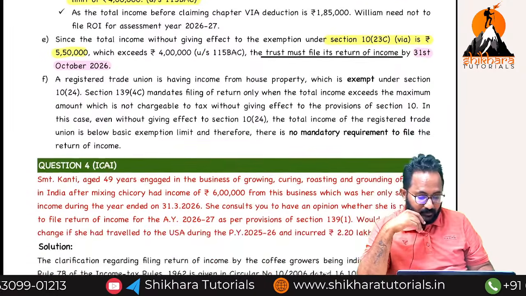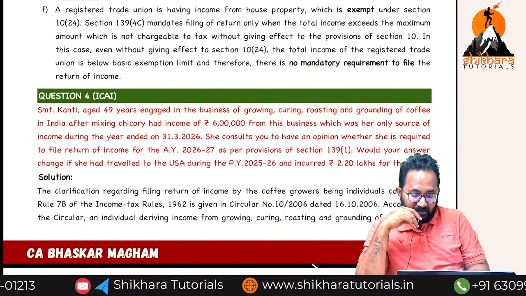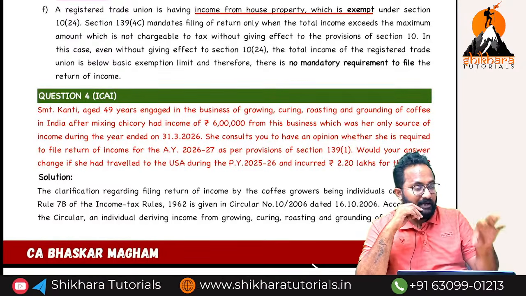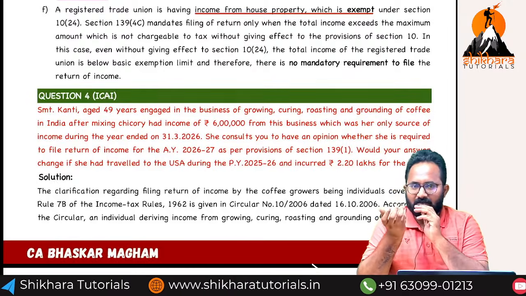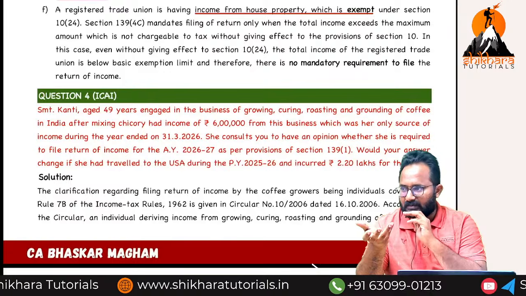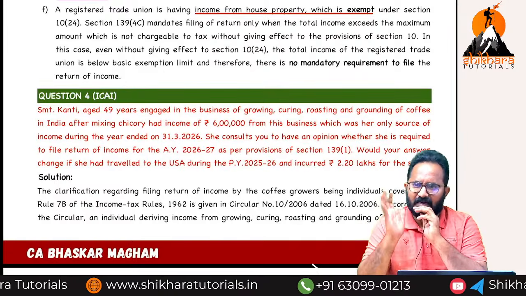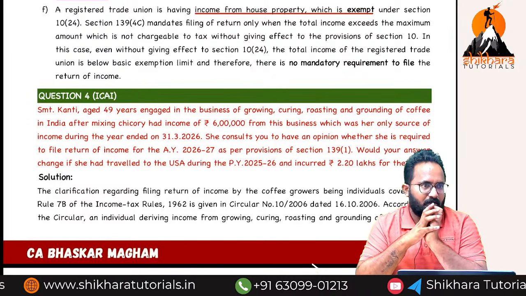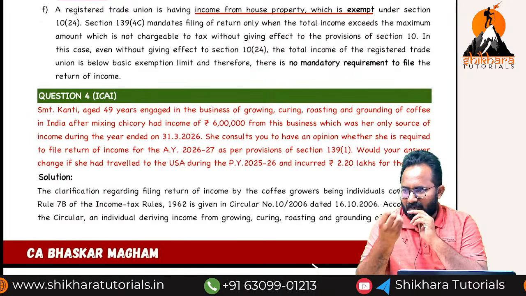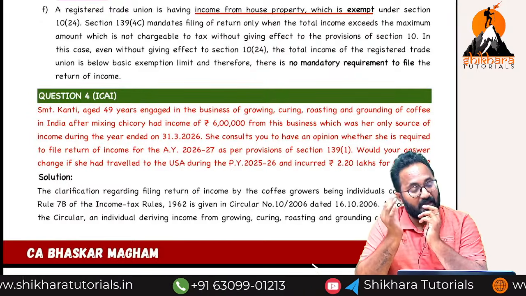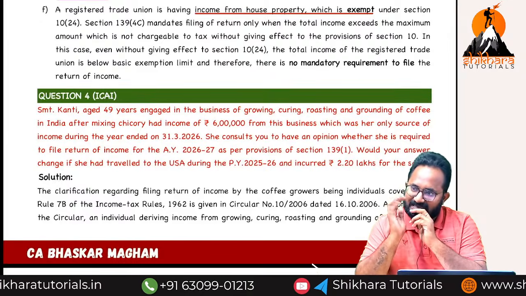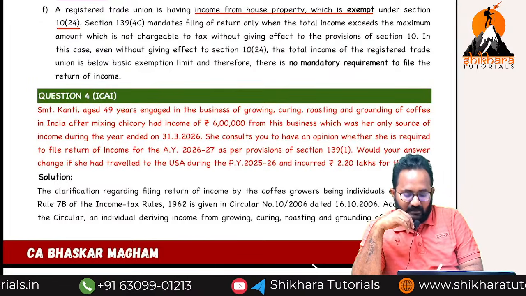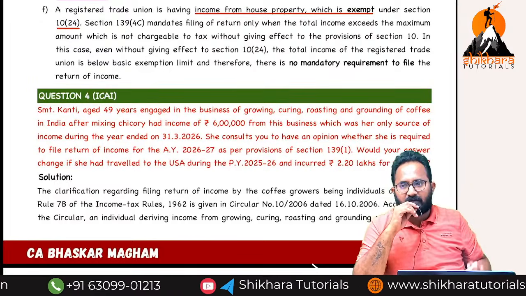But remember, registered trade union related income from house property is exempt. Remember, trade unions will be there, like whatever the trade unions are, some vegetable trade unions also, or fruits related, any trade union. So different sellers are forming together as an union. They will take one building or any other things also. If any rental income is received from that building, that is exempt under which section? 10(24).